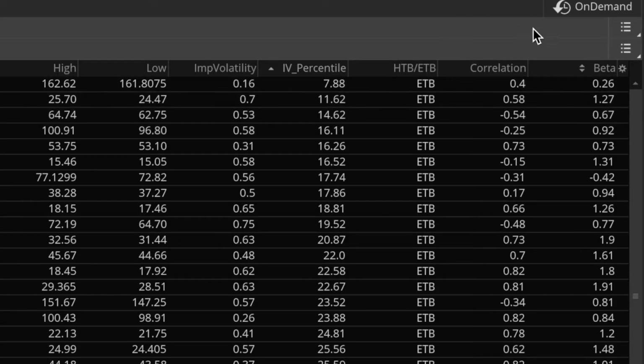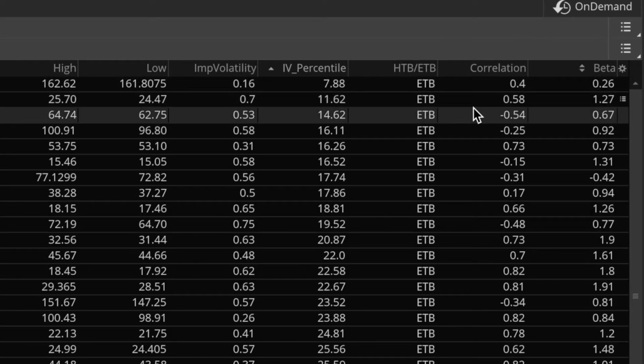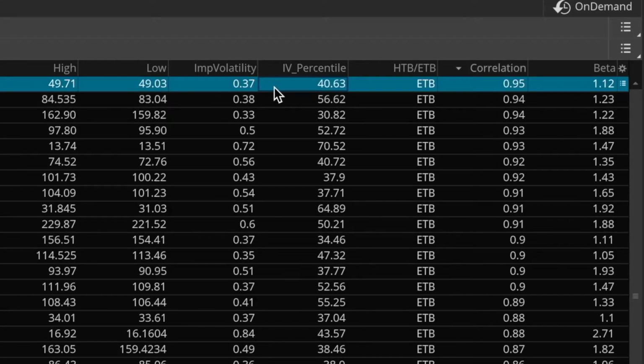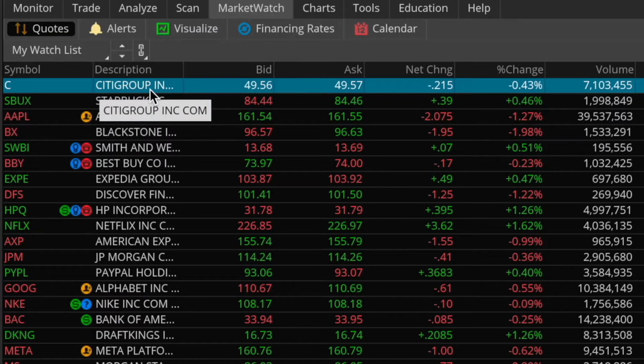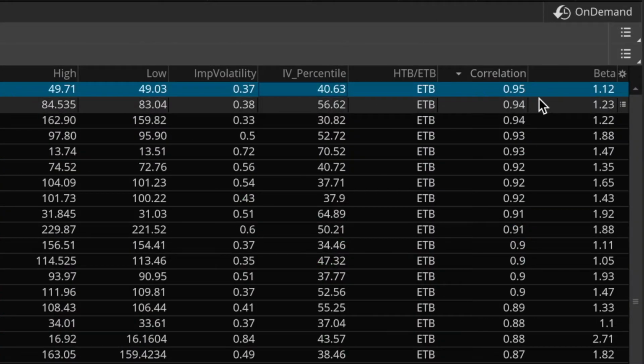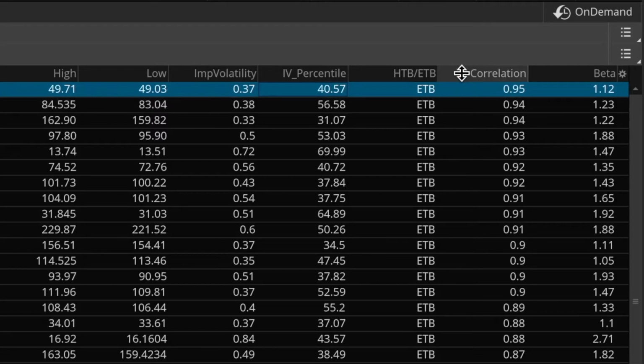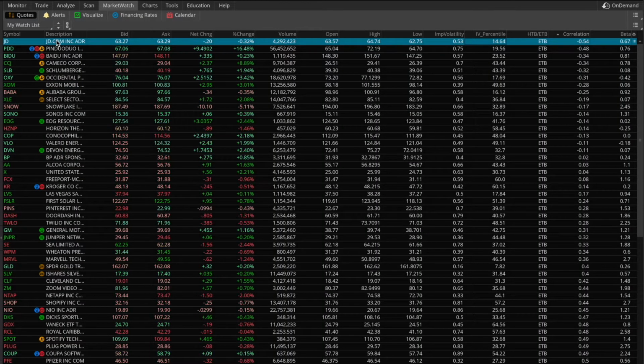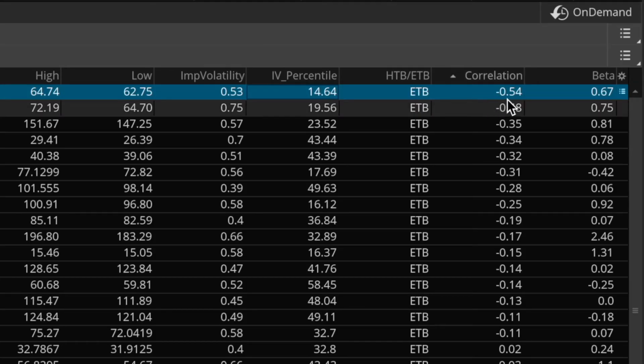Now correlation in particular is a number always between -1 and +1, where the closer it gets to +1, in the case here for looks like Citigroup, which has a correlation of 0.95, this generally means that these kinds of stocks will move in a very similar manner to the S&P 500. And then conversely, if the correlation is strongly negative or close to -1, in this case here with JD.com, the correlation is -0.54.